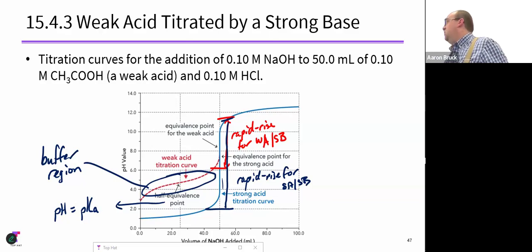Where this can be especially useful for us is if we have an unknown acid and we cannot identify what that acid is based off of reactivity, we can do the titration and compare the pKa of the acid that we determine experimentally with the pKa's of different acids that we know and try to match them up.